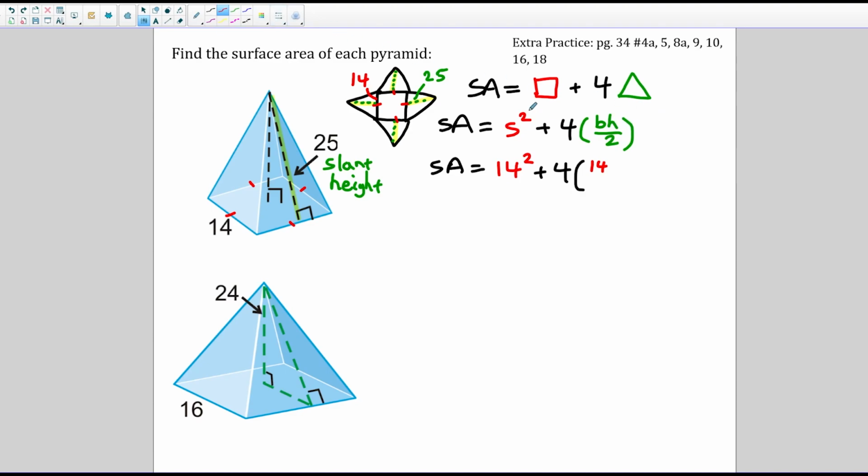And then we're going to take our height, which is really just multiplying by 25. And let me redo that so it doesn't look like I'm subtracting. So 14 times 25, and I'm going to divide that by 2.